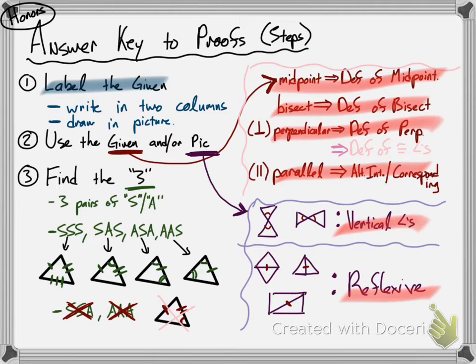And then finally, we're going to find our 3 things. We're looking for 3 pieces of information that will result in one of our shortcuts. If you need to pause this video to write this down, you can. I'm going to continue on with our first proof.